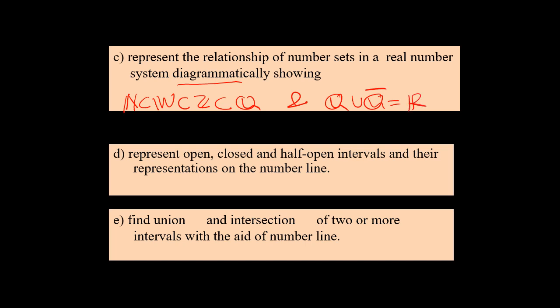Okay, for D, we are trying to find representation of open, closed, and half open interval and their representation on the number line. And then the fifth one is to find the union and the intersection of two or more intervals with the aid of number line.